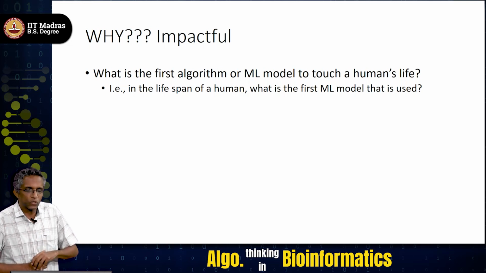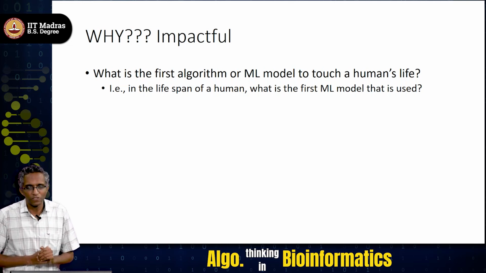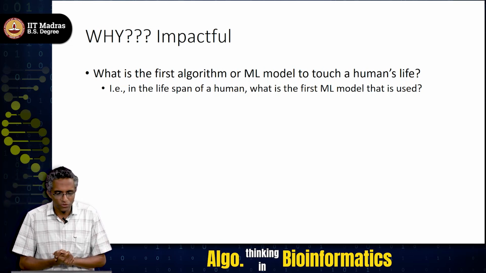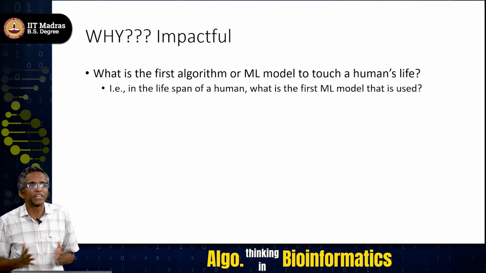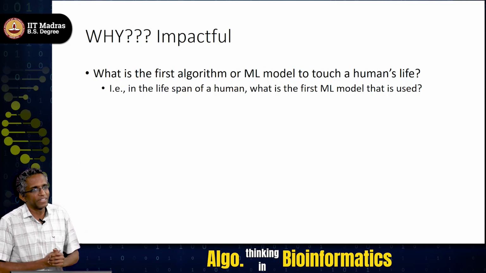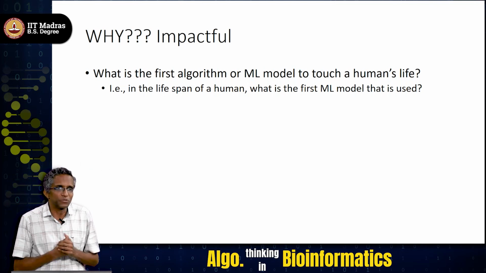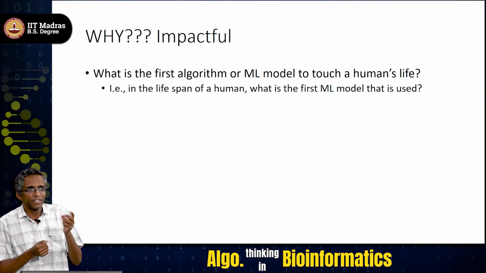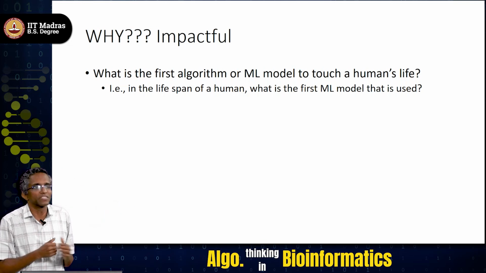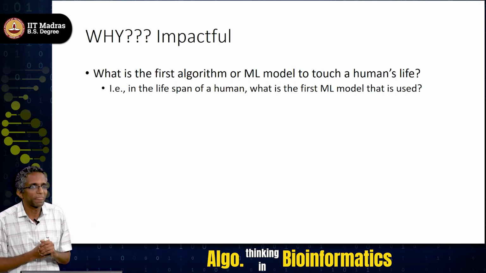What is the first algorithm or machine learning model to touch a human's life? To put it another way, in the lifespan of a human being, what would be the first ML model that is used? Something happens even before we are born: we are touched by a machine learning algorithm, and that is ultrasound based fetal weight estimation.